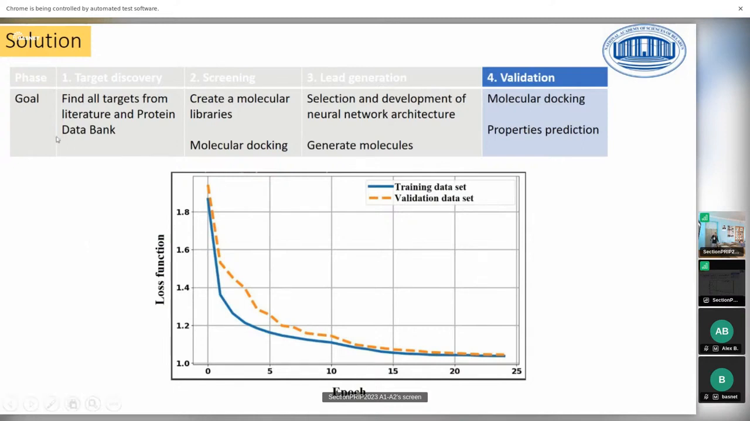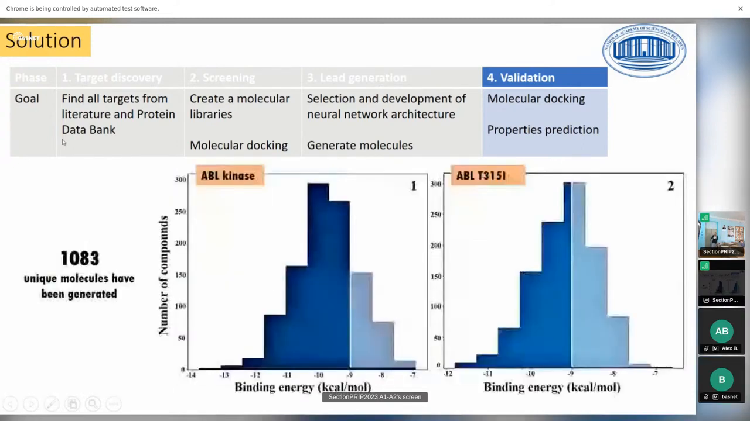So, which results do we have? Our neural network generated 1083 unique compounds. Not all of them were really good, so we limited to compounds that have energy less than -9. This is my main exploration here, as you can see. And with these compounds, we will work after this.